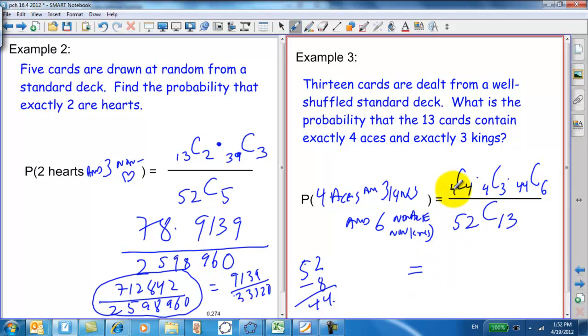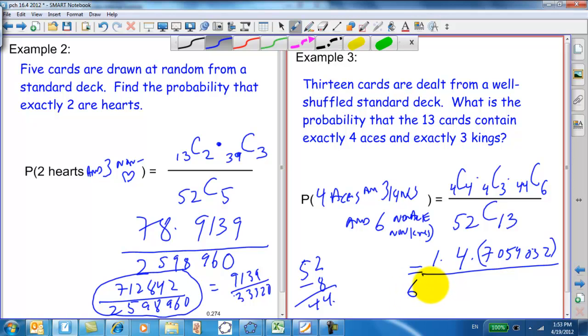So what do we get here? We get 4C4, which is 1. 4C3, which is 4. 44C6, that's going to be higher. 44C6 works out to be 7,059,052. All over 52C13, and that's going to be big. Wow. Let's just write down the digits here.